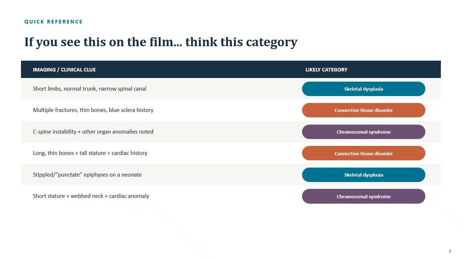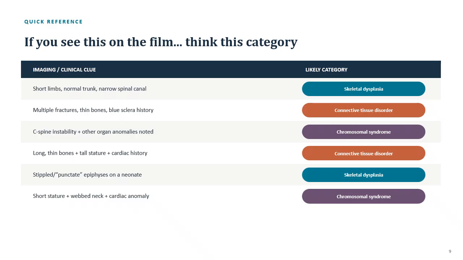All right, now this slide is what I consider your congenital disease quick reference. This is just a little chart, and the chart is meant to help you practice pattern recognition. So start with the overall appearance before we focus on one isolated detail. If the limbs are shortened, the trunk is relatively normal, and the spinal canal appears narrow, the first thing we might think about is skeletal dysplasia.